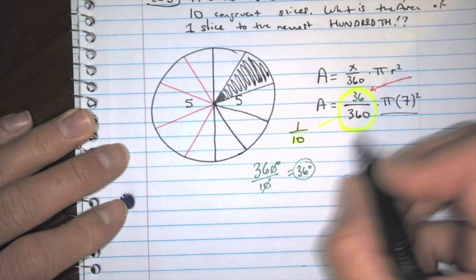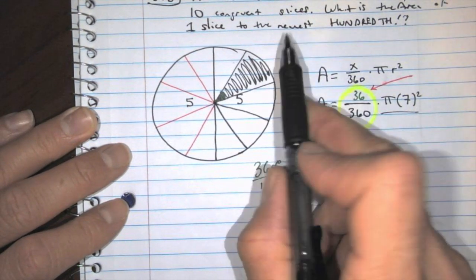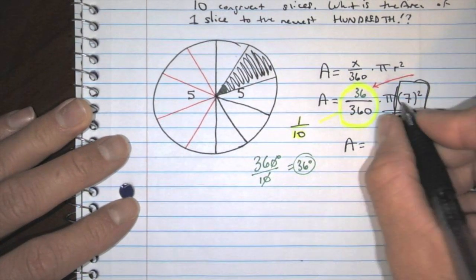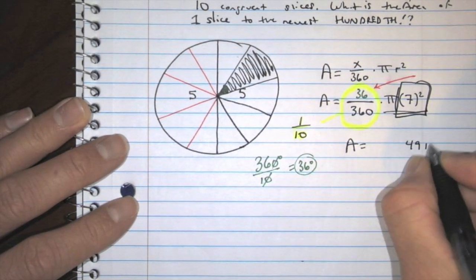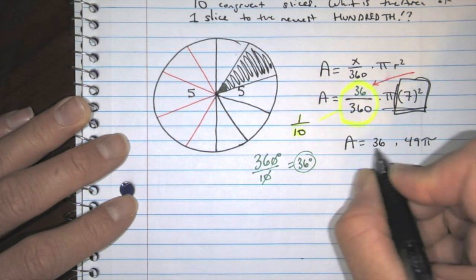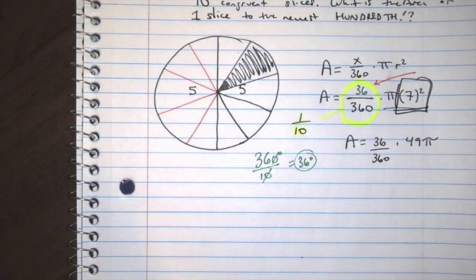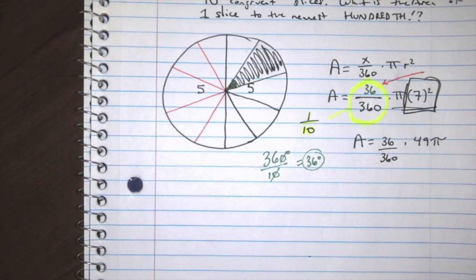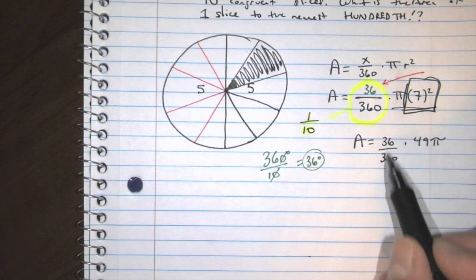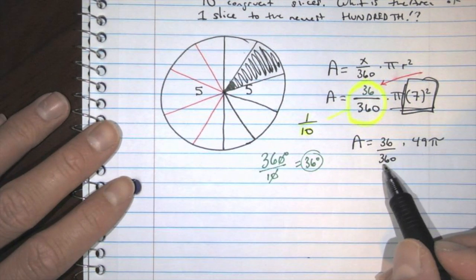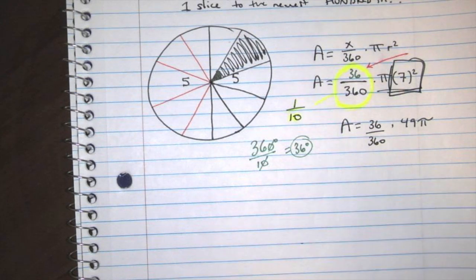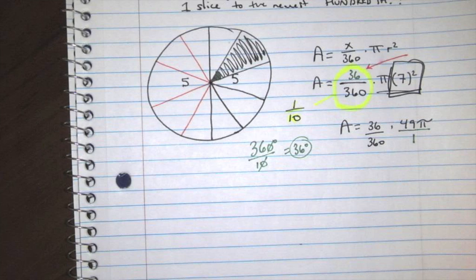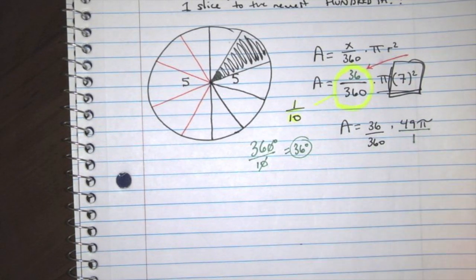Alright, so I need to get an answer. To the nearest hundredth. Okay. I know that 7 times 7 is 49, so that's going to be 49 pi. And then you multiply by 36 all over 360. Of course, you can simplify this to 1/10 if you want, and it's going to make it a lot faster. But let's say we're stuck with this. Let's say we have 36 all over 360. Make the second expression, this 49 pi, a fraction. Put it over 1. Let's multiply the tops together and divide by the bottoms.